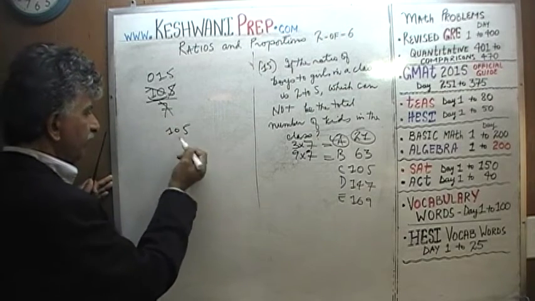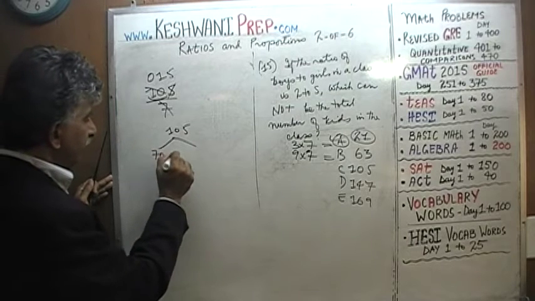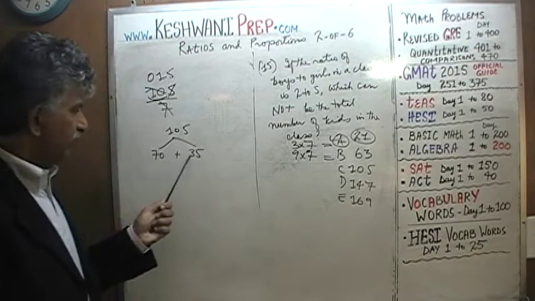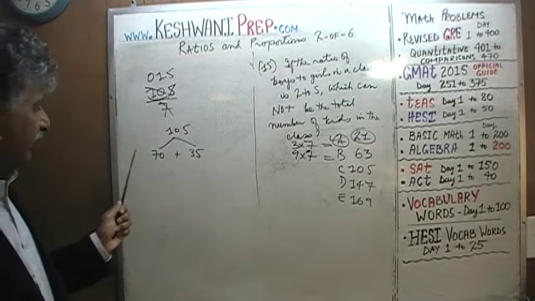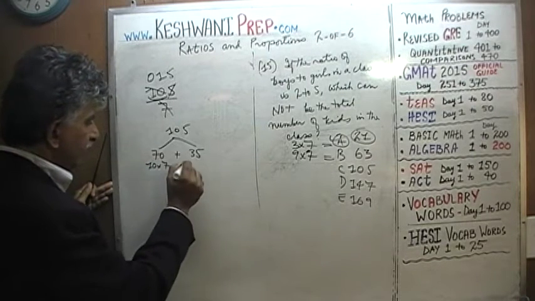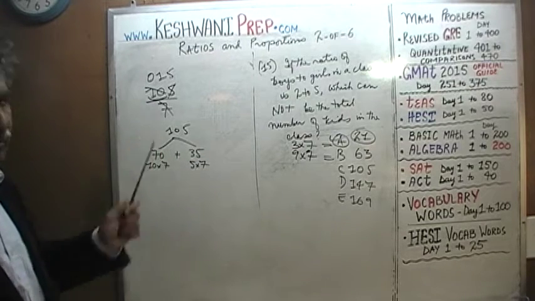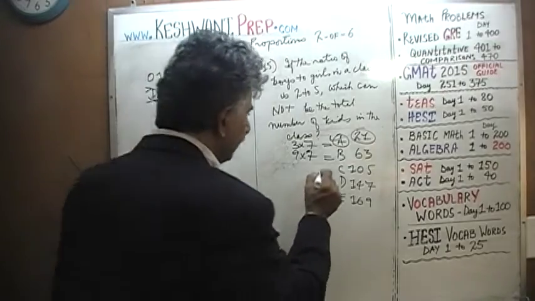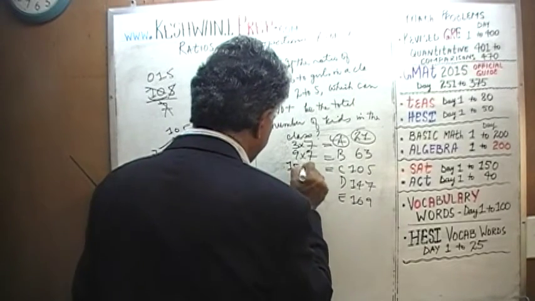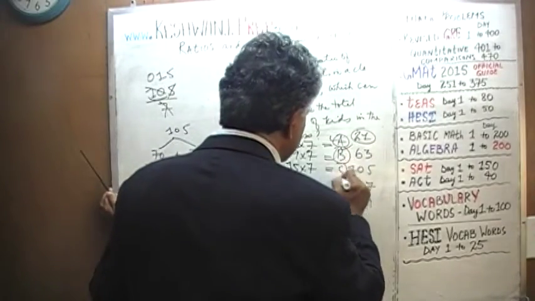Which should not be a big surprise, because 105, you can clearly see, is made up of 70 plus 35. 70 is 10 times 7, and 35 is 5 times 7. So of course, it's no surprise that 105 should be 15 times 7. The point here is that it is a multiple of 7. So that works. That is possible. B is possible. C is possible.